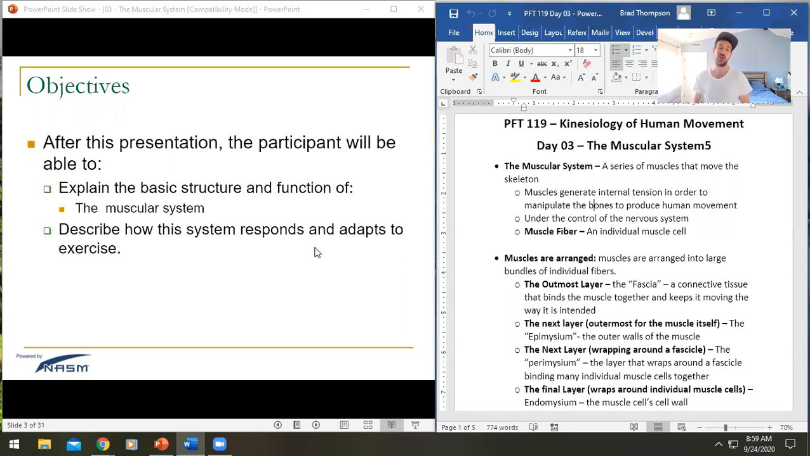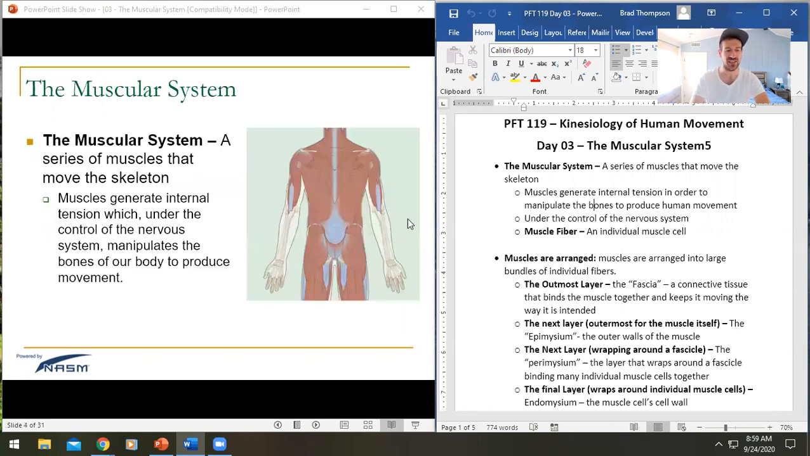What your muscular system is, is a series of muscles that move your skeleton. Technically, and this is a note for those of you who have been through our PFT 118 anatomy and physiology class, remember the levels of organization: cells make up tissues, tissues make up organs, organs make up systems. By that classification, technically every one of these muscles is its very own organ.